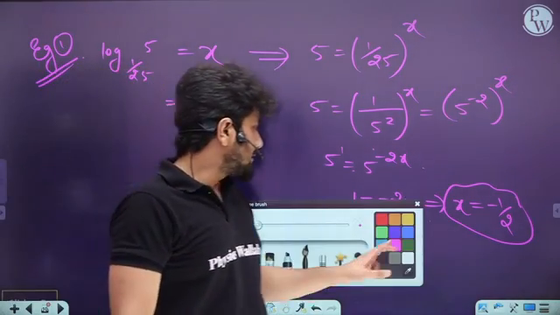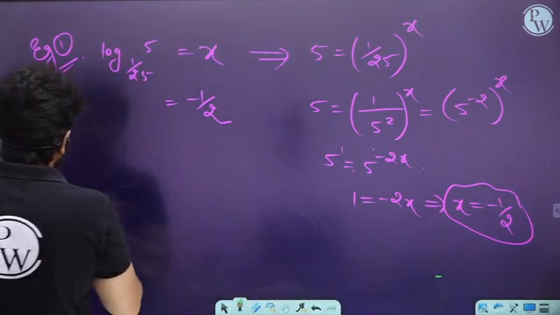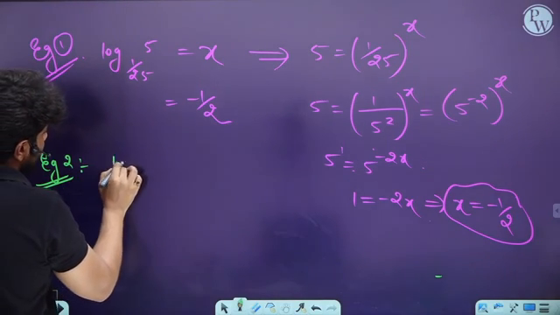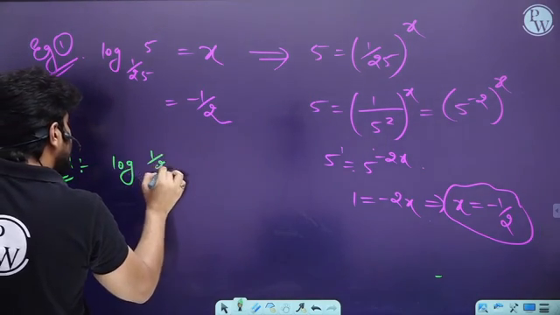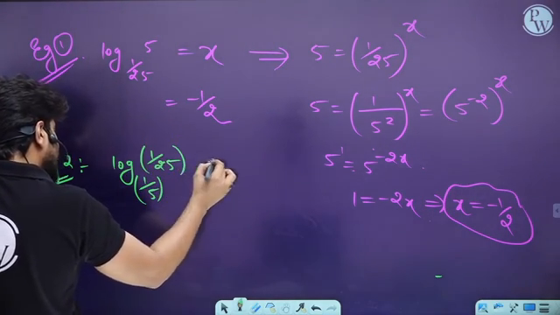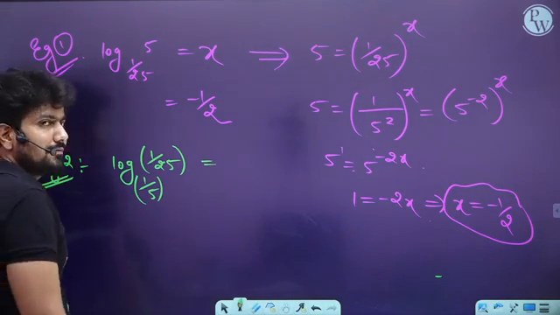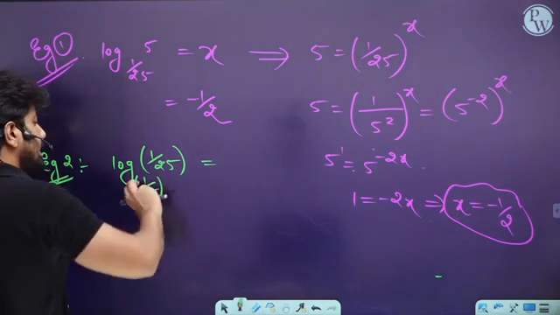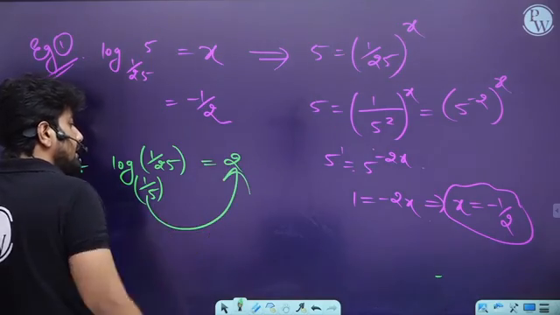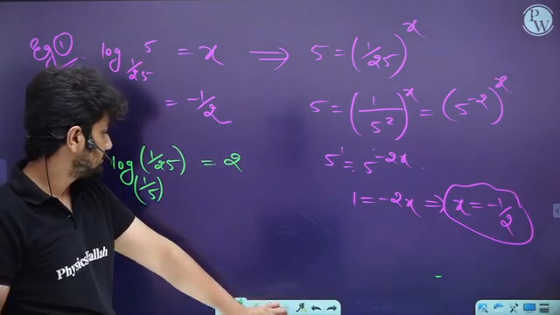So if the base and the number are on the opposite side of unity, then we will get a negative number. But if they are on the same side of unity, like suppose I ask you what is log of 1 by 25 to the base 1 by 5, can you tell me the answer directly? What power should I raise this base to get 1 by 25? I directly know that 1 by 5 raised to the power 2 will be equal to 1 by 25. Okay, directly you can answer.